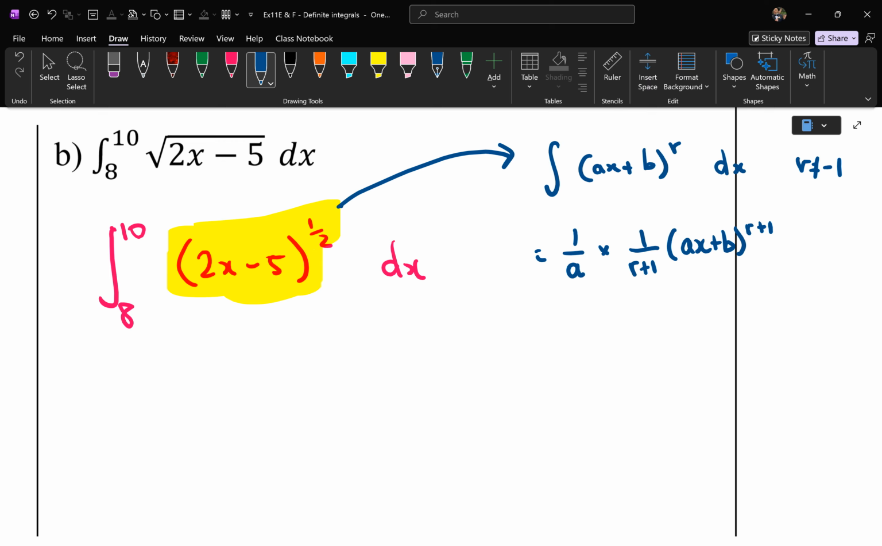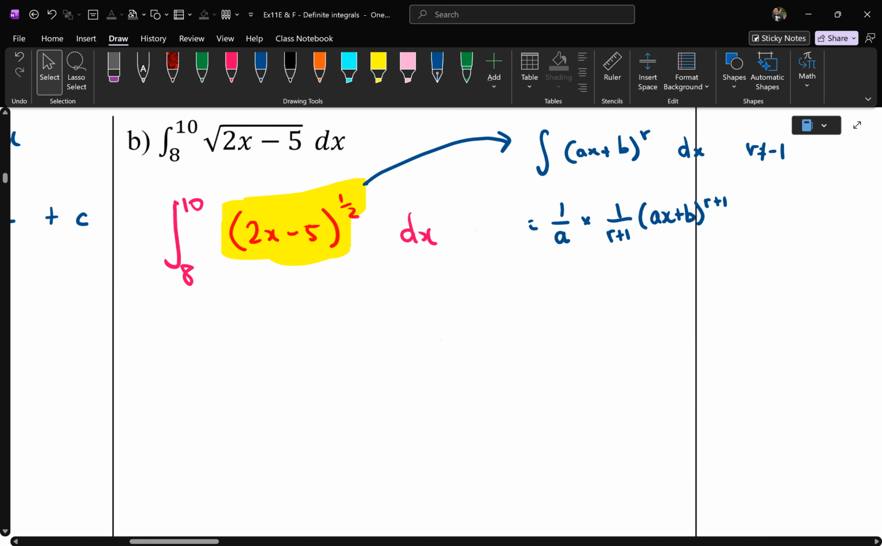So instead of trying to show you what we did before, before was just x to the power of n, and it was n plus 1 over n plus 1. In this case, it's still the same, except I've got an extra a at the front. So it looks scary, but it's not. So we apply the same rule.